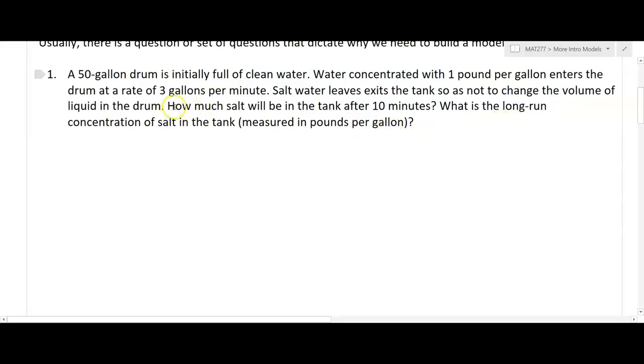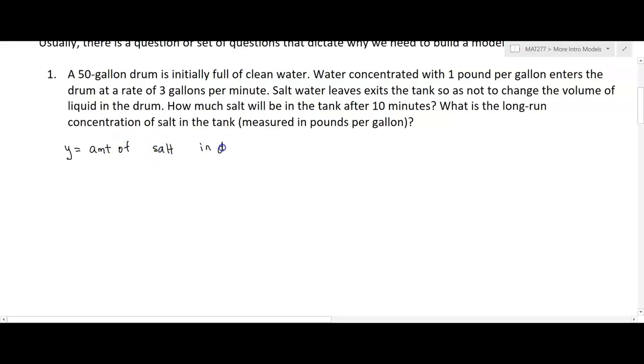So our question is asking about salt after a period of time. So immediately that tells me, okay, I want to model the amount of salt in this tank as a function of time. So I'm going to define some variables. My dependent variable, I'm just going to call it y here, is going to be the amount of salt in the drum. That's what I want to measure. So y is the amount of salt in the drum.